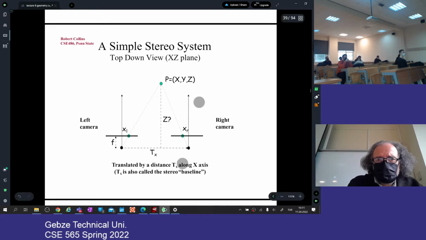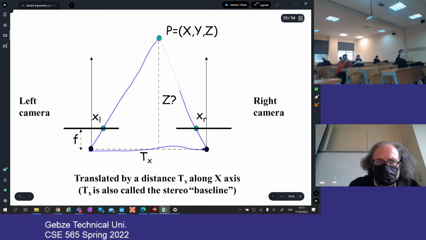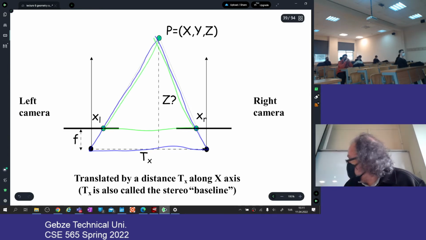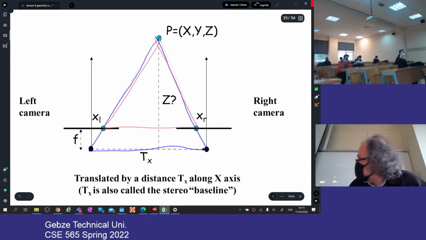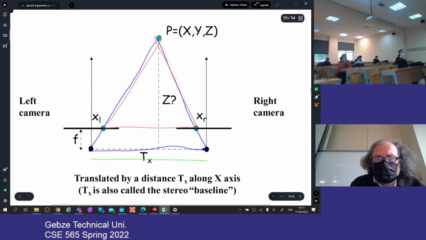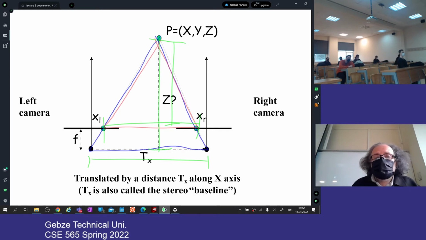Why? Because there is a relationship, there are two triangles. The first triangle is this one. This is my first triangle. You see it. And this is my second triangle. Okay? So I know that this distance, and this distance, and then this distance, and this distance, they are all proportional to each other. That's the similarity of the triangles. Using the similarity of the triangles, we are going to estimate this depth z.